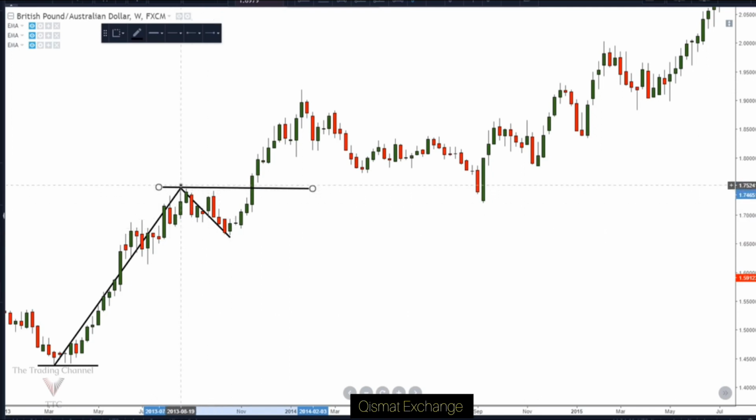So this pullback represents people selling from the market. A combination of people selling, and the reason they're selling can be because of many different factors. Some people that were in down here at this level that we started from are now just taking profit. Other people may be jumping in based on some type of fundamental news release or based on some type of technical analysis.